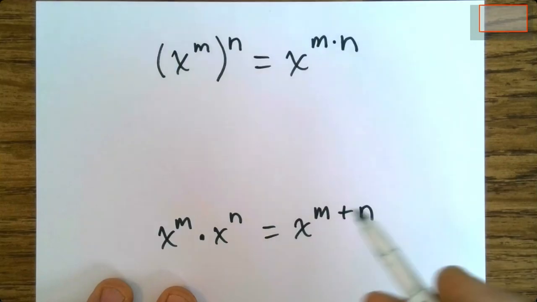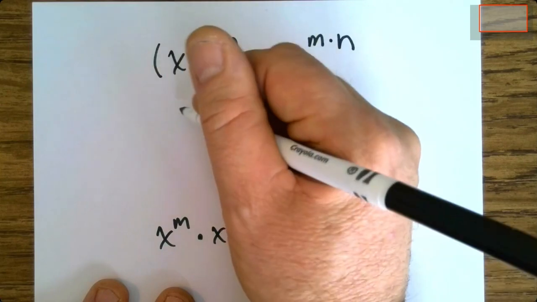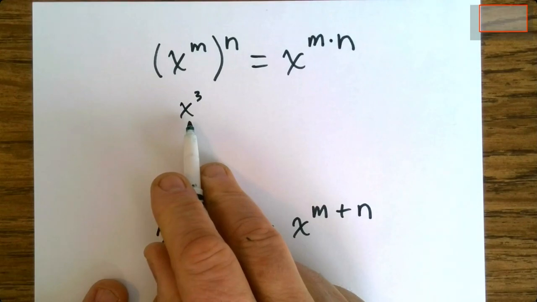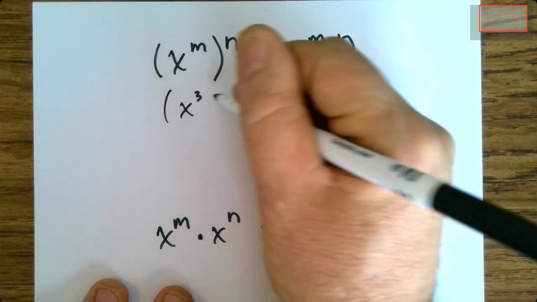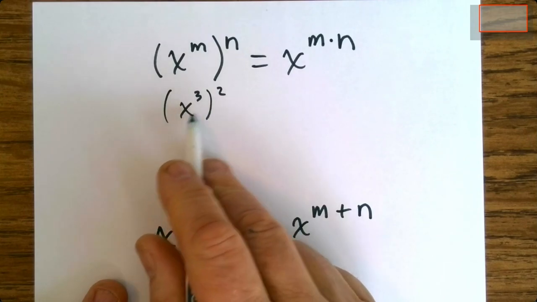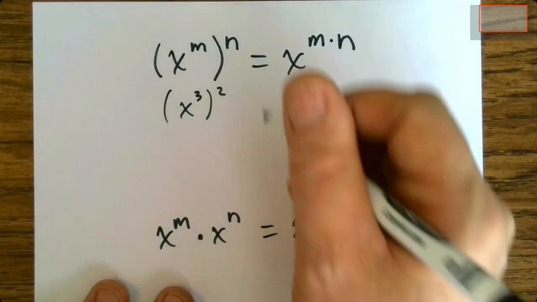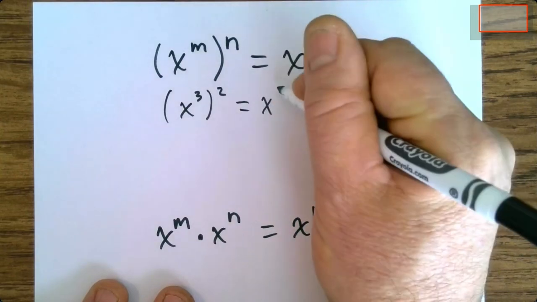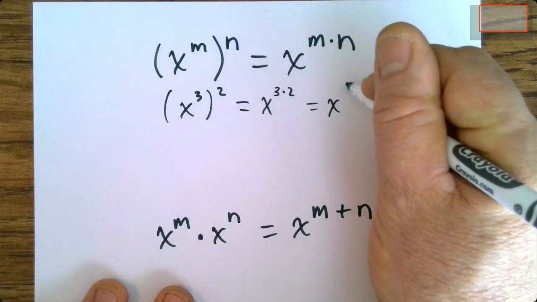And if we go back to how we think about this, if I have x to the third, this would represent three factors of x, right? This is x times x times x. And if I say, well, I want to have two of those, what I now have is x to the third times another x to the third. So I have a total of six factors of x, right? I can write this as x to the 3 times 2, which is just x to the 6th power.